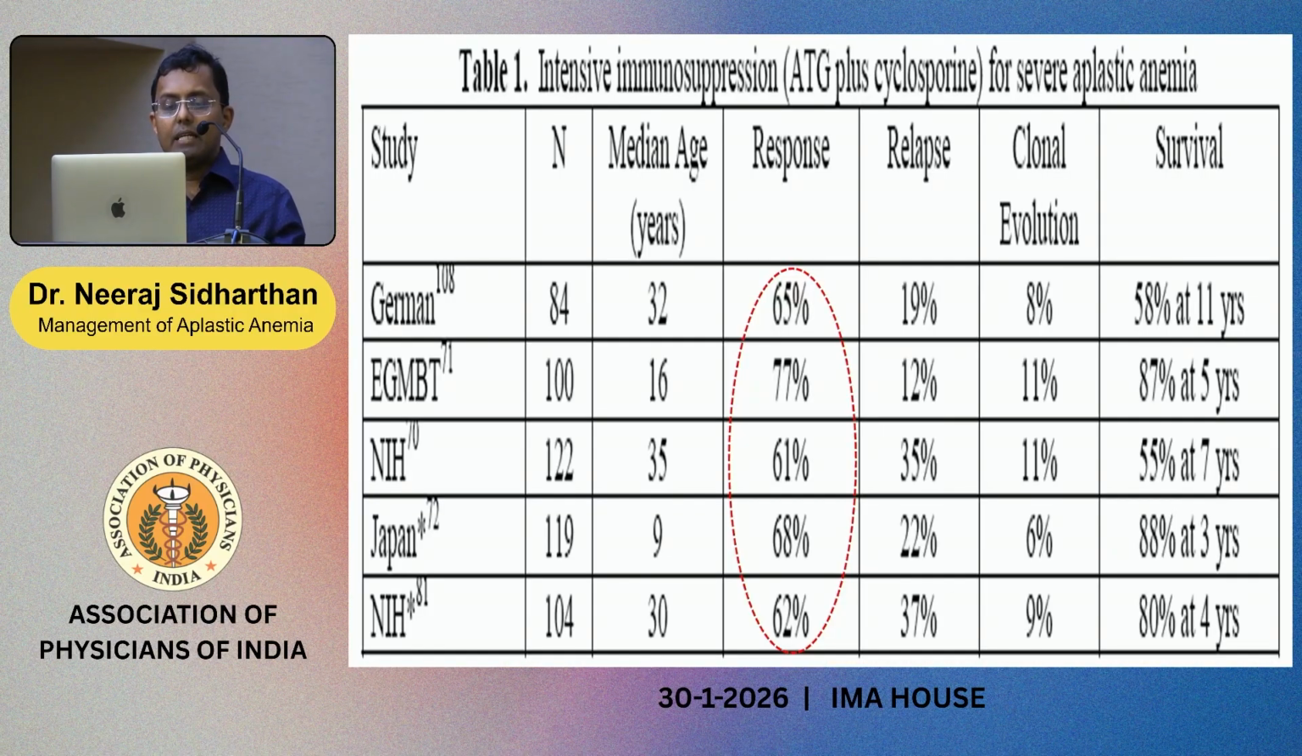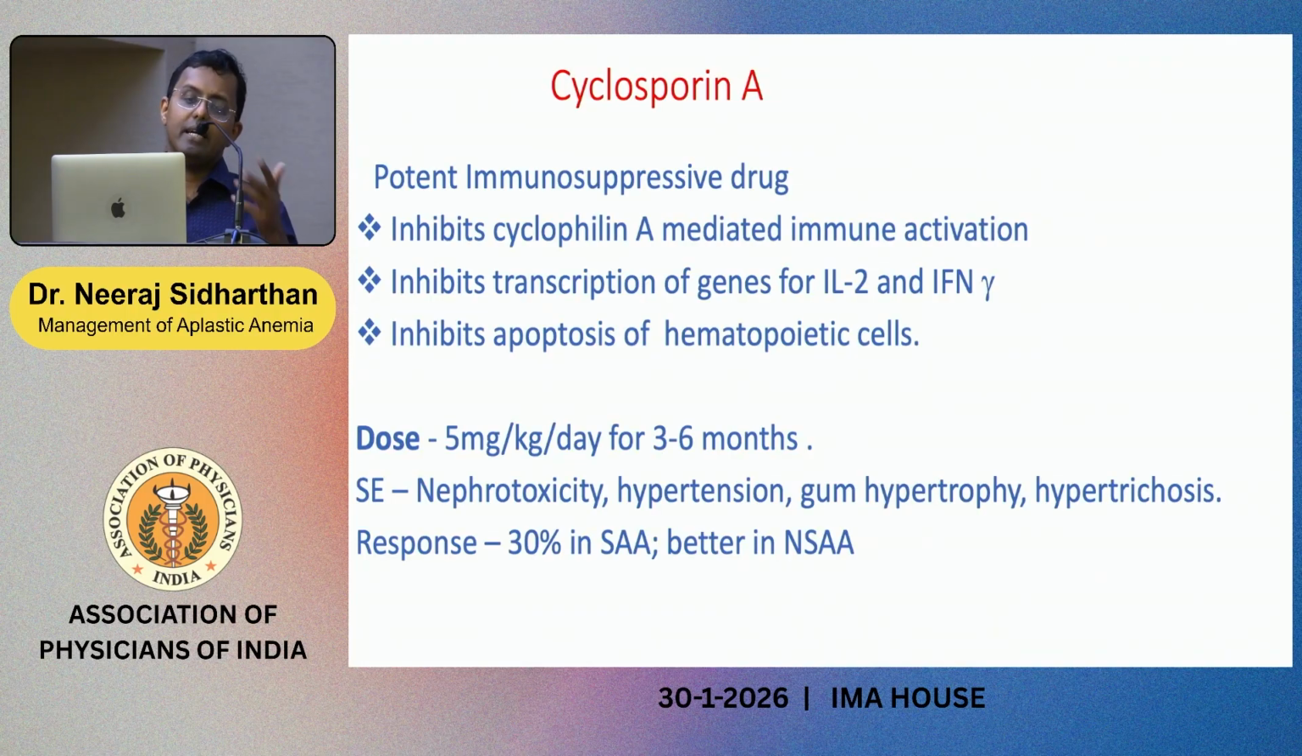So there is a lot of data on the response. Roughly 60 to 70% of people respond to the ATG, and you often add cyclosporine. It's a combination of ATG plus cyclosporine, and cyclosporine is given at 5 milligram per kg per day for 3 to 6 months initially.